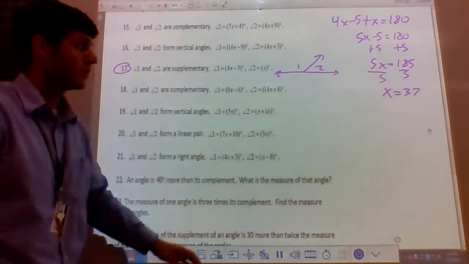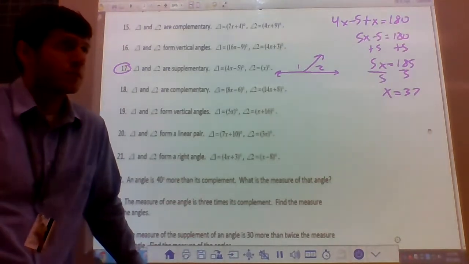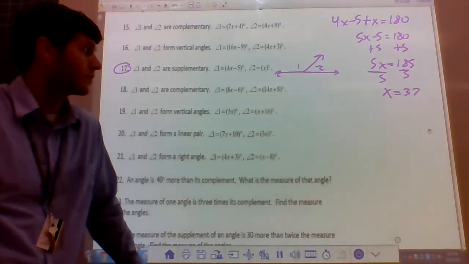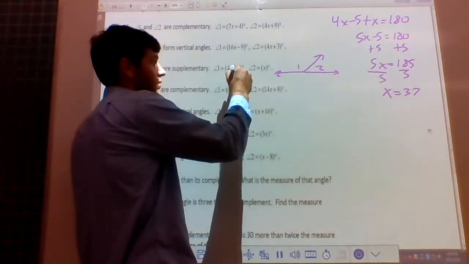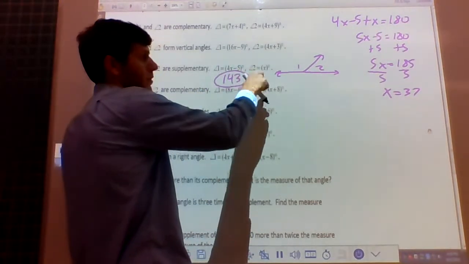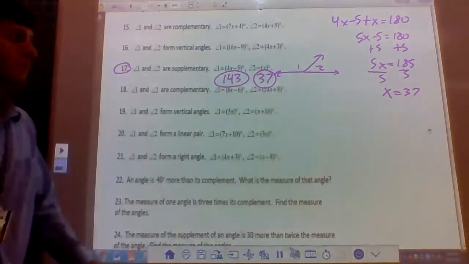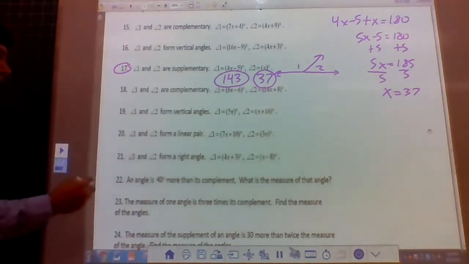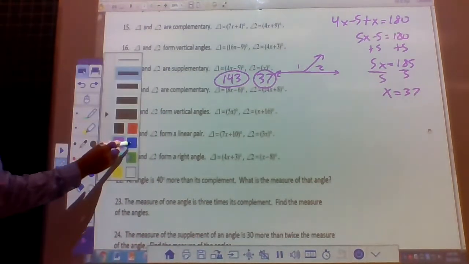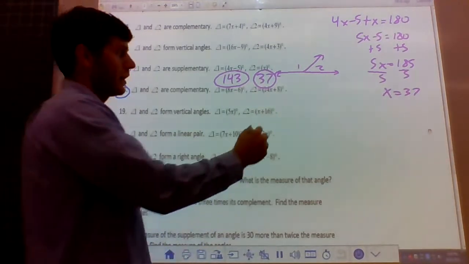37 times 4. So 35 times 2 is 70. That's 140. Plus 8, that's 148. 148 minus 5 is 143. Okay, and that's 37. And we know 143 plus 37 is 180. So here we have complementary, 1 and 2. So here's 18, they're complementary. So again, they're going to add up to 90 degrees.